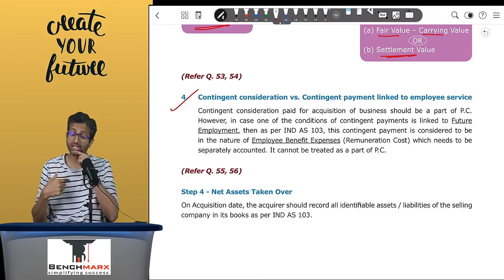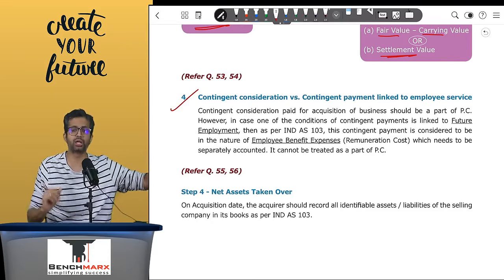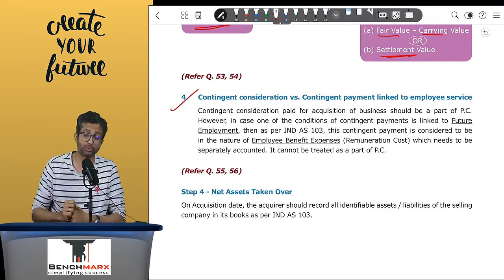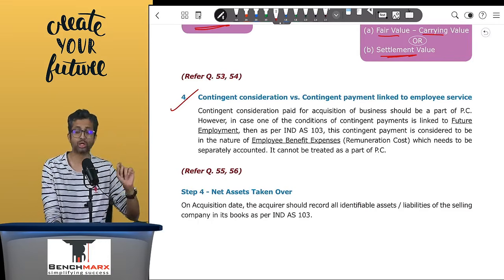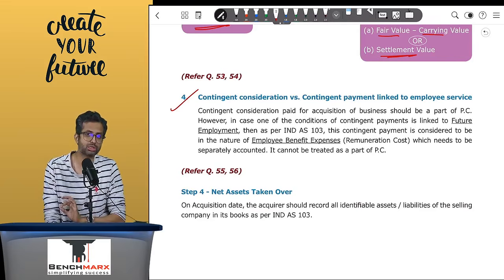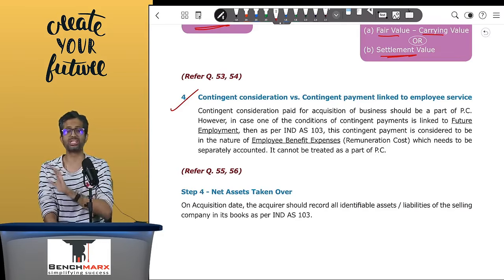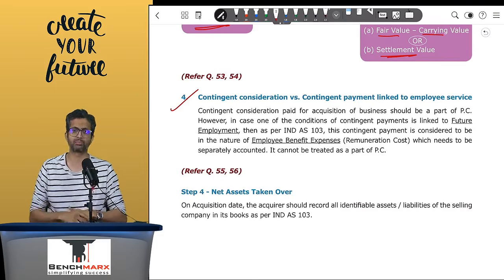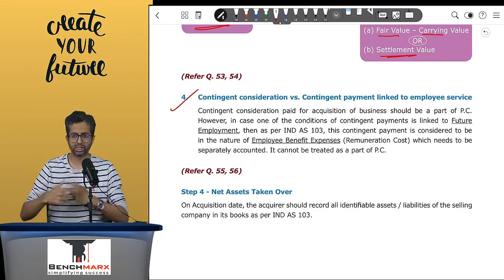Now I'm getting that because I'm an owner of the selling company, not because I'm rendering service over there. Then 100 plus the fair value of the contingent consideration will always be a part of PC. However, if it is linked to employee service, it will not be a part of PC. The problem is if both of the conditions are there: you are going to get an additional 20 as an owner, provided the business clocks a 20% growth rate over the next 3 years, and you have to remain in service. So if even one of the conditions is linked to employee service, that part will not be a part of PC, and as per a specific guidance under Ind AS 103, we will take it as a part of remuneration cost. It is not even a part of net assets. This is to be recorded as and when service is rendered.